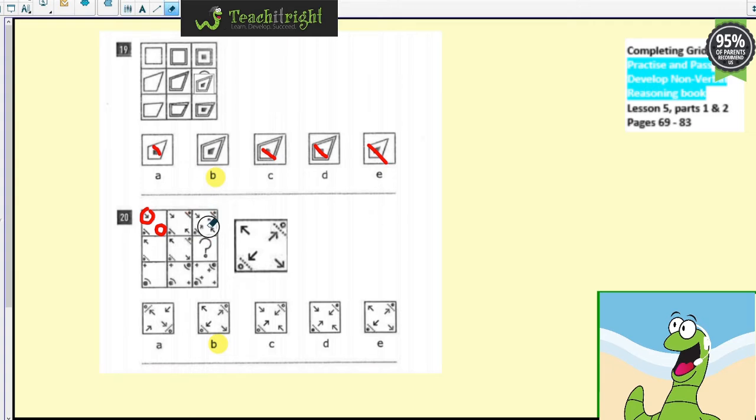So again, we needed to have these two pointing away from each other, these two pointing away from each other, these two pointing away from each other, and these two. The type of dot in the corner needed to be a circle, much as all the others.